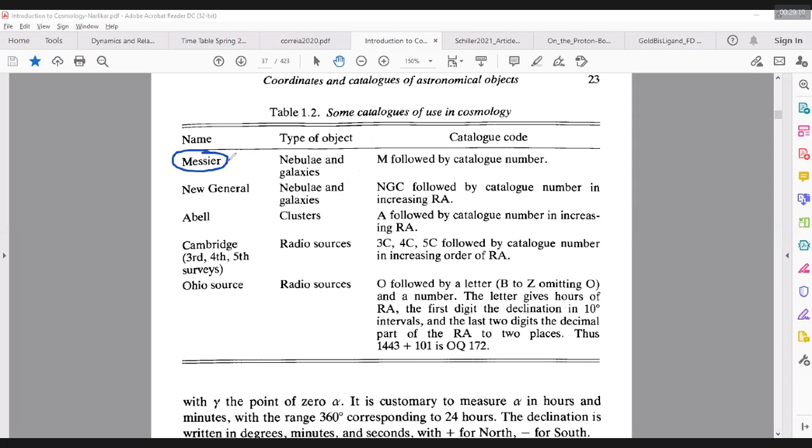This is a catalog dedicated for nebulae and galaxies. And when you discover a galaxy or nebulous, you give it a name. M, that means you have listed it in the catalog Messier, followed by the catalog number.